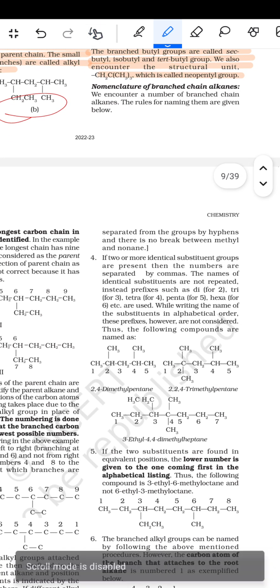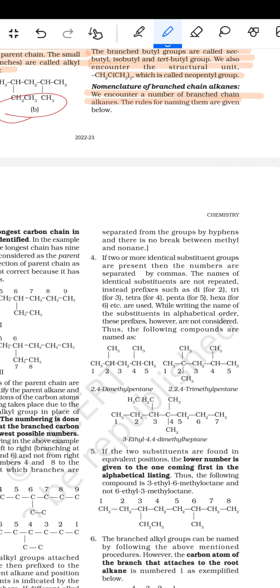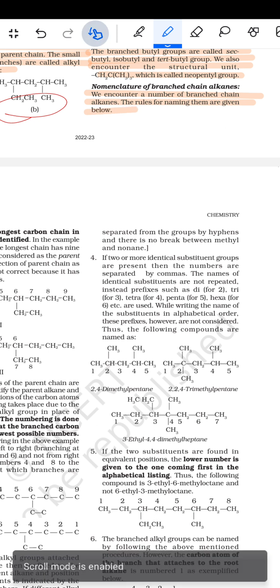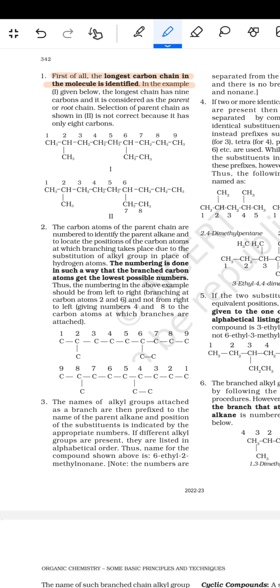Now the nomenclature of the branched chain alkanes. We encounter a number of branched chain alkanes. The rules for naming them are given below. सबसे पहले आता है, first of all the longest carbon chain in the molecule is identified. In the example given below, the longest chain has 9 carbons and it is considered as the parent or the root chain. So selection of the parent chain as shown in the second structure is not correct because it has only 8 carbons. तो ये वाला सही है और ये है जो गलत है.